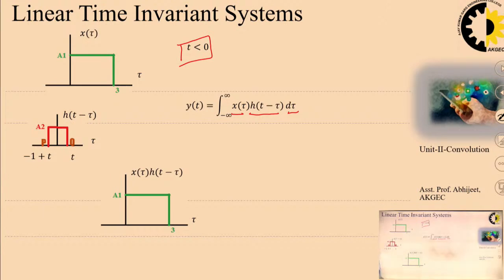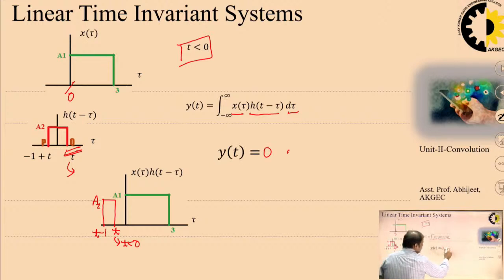If t is less than 0, then the point q, which is t, is less than 0. The plot is something like this: this is a2, and it is t minus 1 and this is t, and this t is behind 0. So if t is less than 0, there is no overlapping. If there is no overlapping, you can see that y of t is 0 for the case when t is less than 0. Very straightforward. The first one can be evaluated.